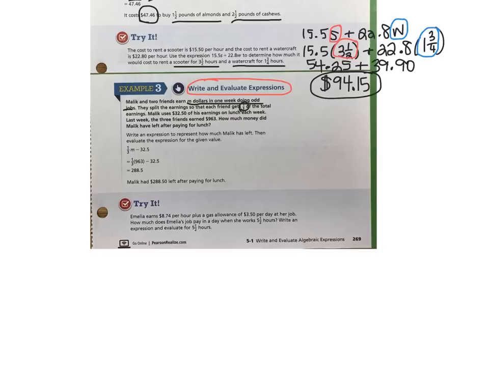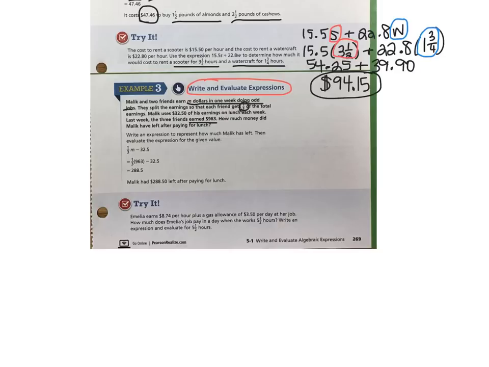Malik uses $32.50 of his earnings on lunch each week. Last week, the three friends earned $963. How much money did Malik have left after paying for lunch? Well, in this problem, the first thing that we need to do is set up the expression that describes how much money Malik has left.